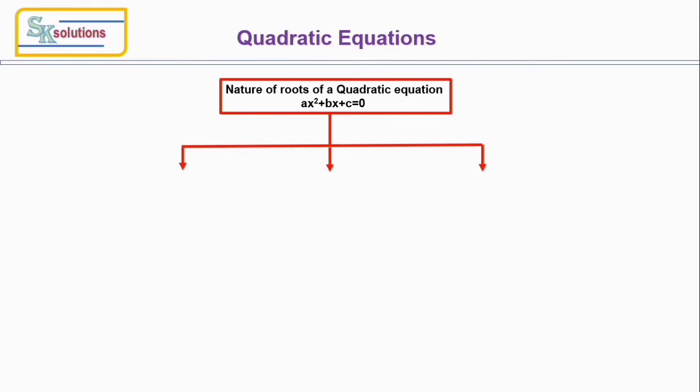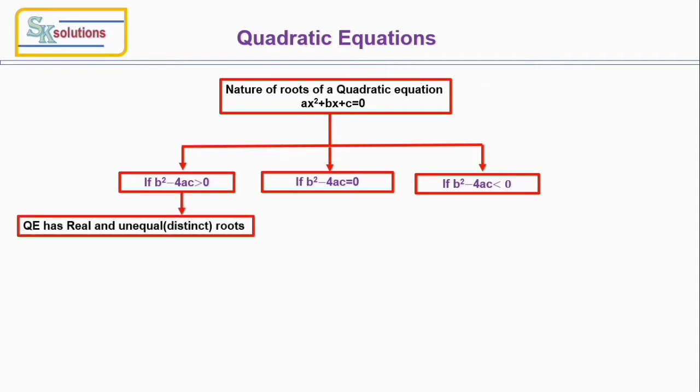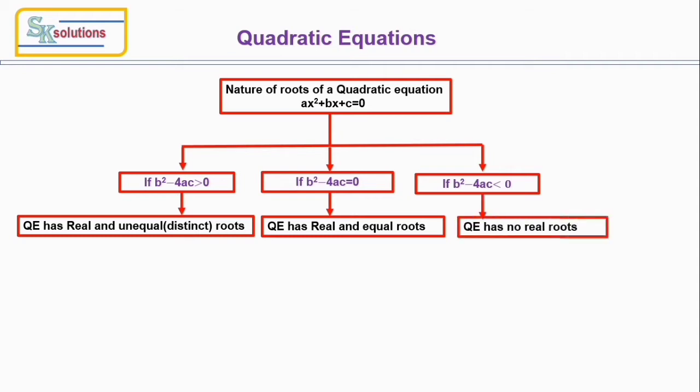There are three different cases: b square minus 4ac greater than 0, which is a positive value; b square minus 4ac is equal to 0; and b square minus 4ac less than 0, which is a negative value. If b square minus 4ac is greater than 0, then the quadratic equation has real and unequal, that is also called distinct roots. If b square minus 4ac is equal to 0, then the quadratic equation has real and equal roots. If b square minus 4ac is less than 0, then the quadratic equation has no real roots.